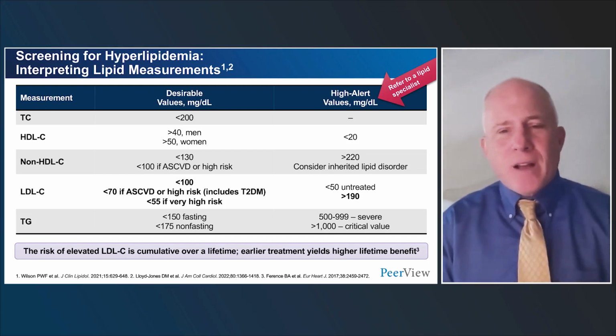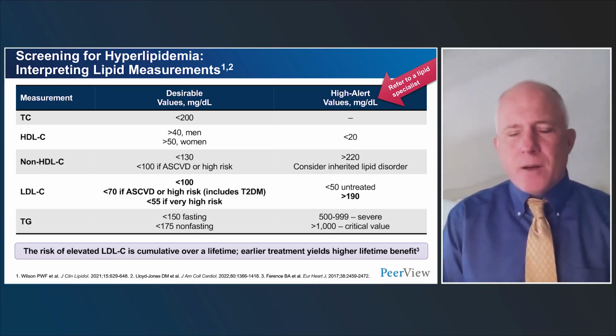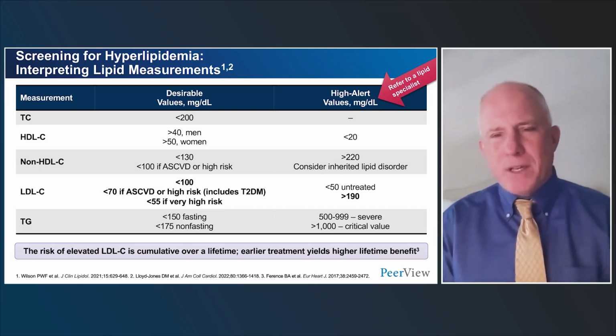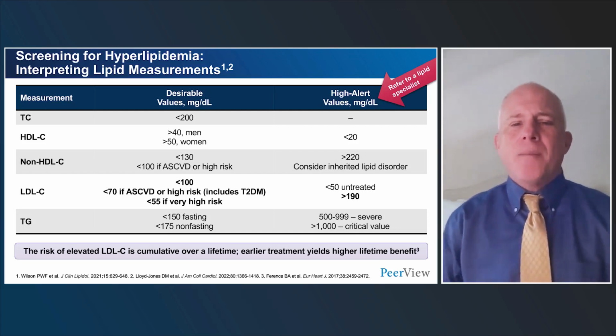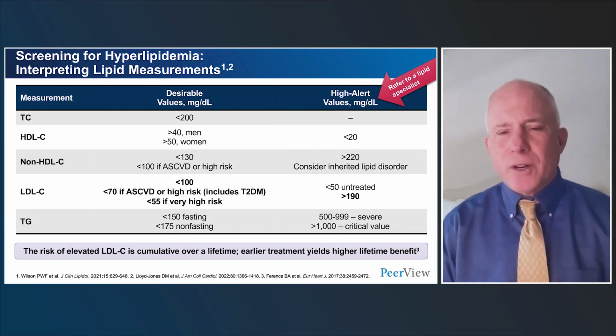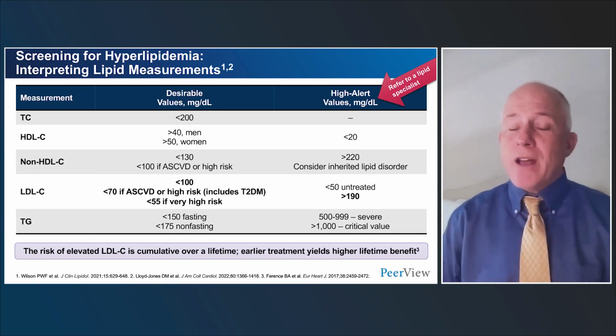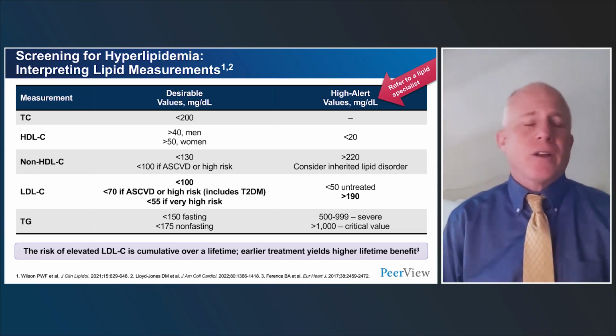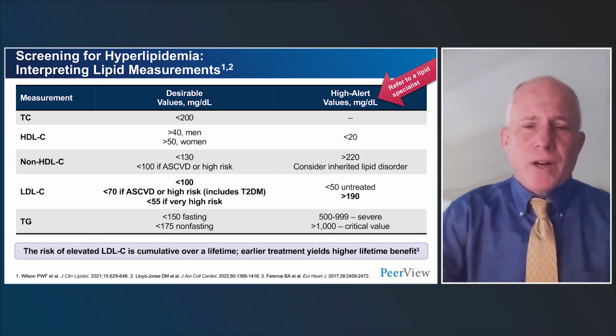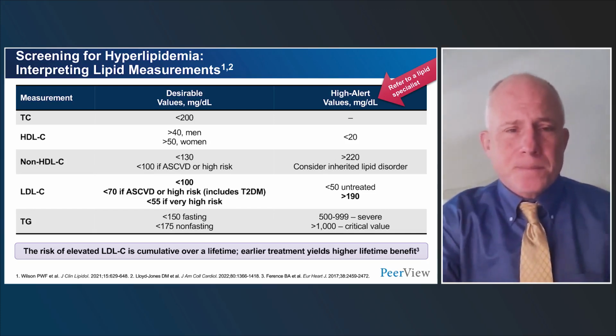On the far right-hand side, anybody who has an LDL above 190 should have immediate treatment. They're very likely to have a genetic-based dyslipidemia. And then certainly anybody with triglycerides greater than 500 does have a higher risk. And anyone greater than 1,000, we're really worried about pancreatitis. So those are things that you'll probably need to address in that moment.